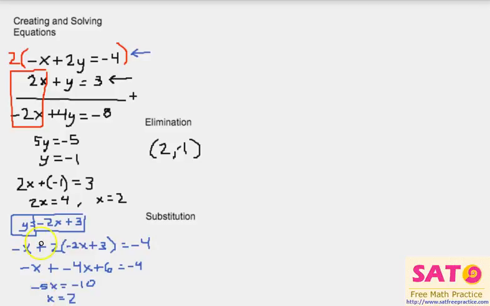And now we can substitute x equals 2 into, let's say, the second equation, and we would get 2 times 2 plus y equals 3. y equals 3 minus 4, which is negative 1. So we get the same answer. It's up to you to prefer which way you like better. I personally like substitution.